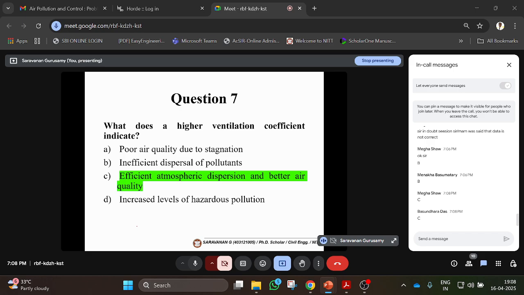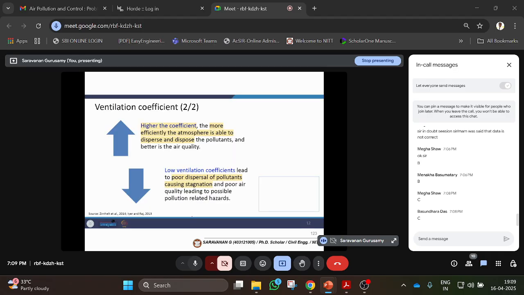And one more problem with ventilation in indoor air pollution is that if you have more windows, then outside air pollution may also get inside. That is one of the problems. But dispersion of pollution will surely happen. Efficient atmospheric dispersion will happen. The higher the coefficient, the more efficiently the atmosphere is able to disperse and dispose. Lower ventilation coefficient means poor disposal of pollutant, causing stagnation. If it's a closed building or a closed environment, then there will be stagnation of pollutant within it, right?